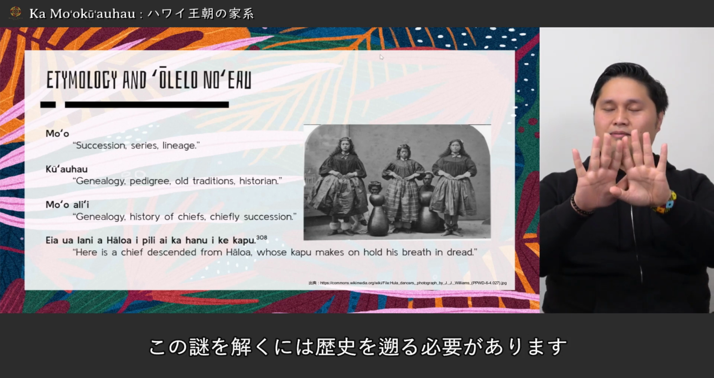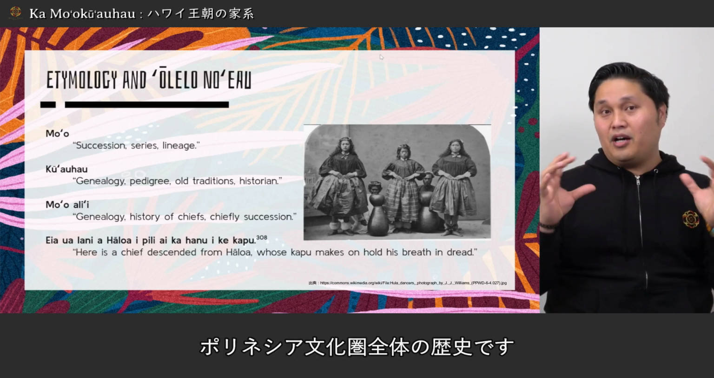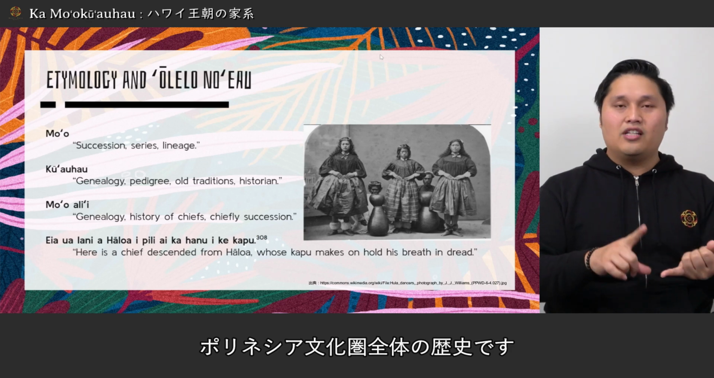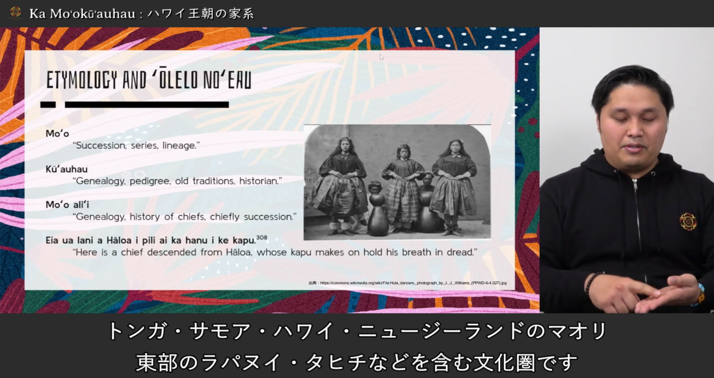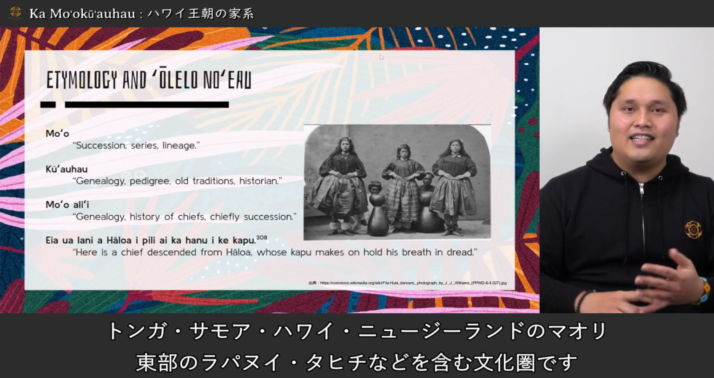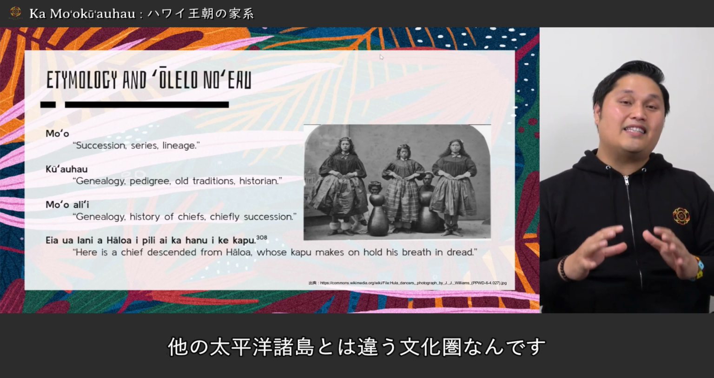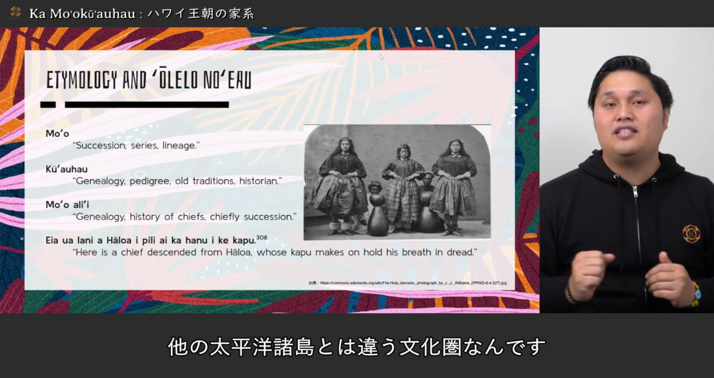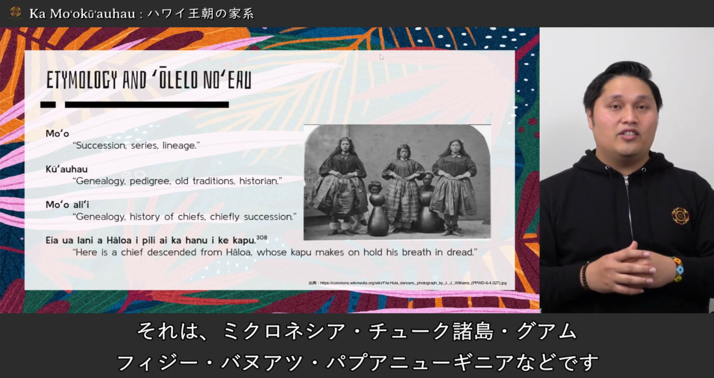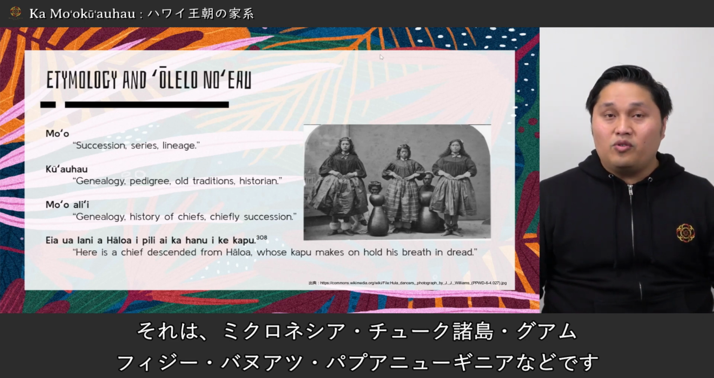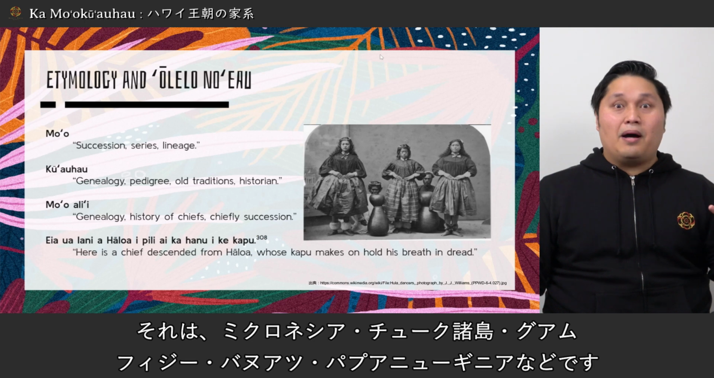So if we look back in history and time, generally Polynesia represents a culture, right? That includes Tonga, Samoa, Hawaii, New Zealand, Aotearoa, the Maori people, Rapa Nui, Easter Island, Tahiti. These people have a similar culture and very similar language. But that doesn't mean we're not connected to the rest of the Pacific Islanders, which are the Micronesians in Chuuk, the Chamorro of Guam, the people of Fiji, the Melanesians of Vanuatu and Papua New Guinea.